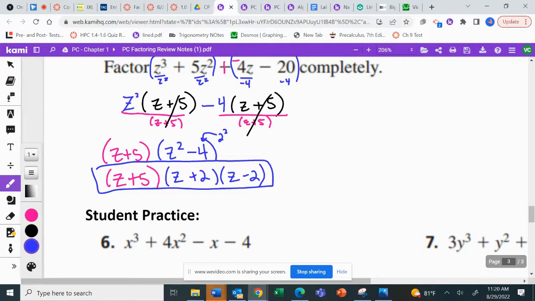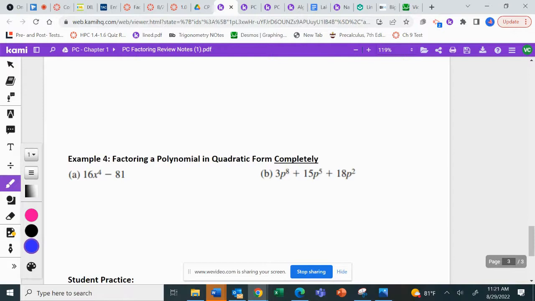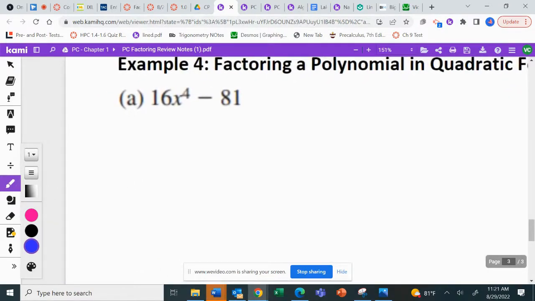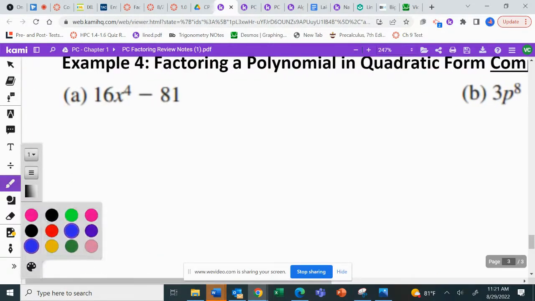All right. I'm going to skip the student practices. Because I only did one of those examples, if you need help, you can ask me. I'm going to go to question A here. If we have time, A, B, and I'm going to do one from the homework. So A, is there a greatest common factor? Leah?